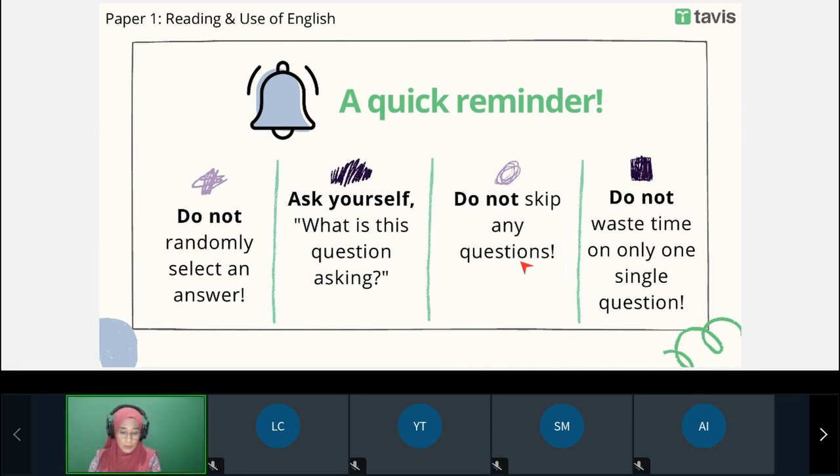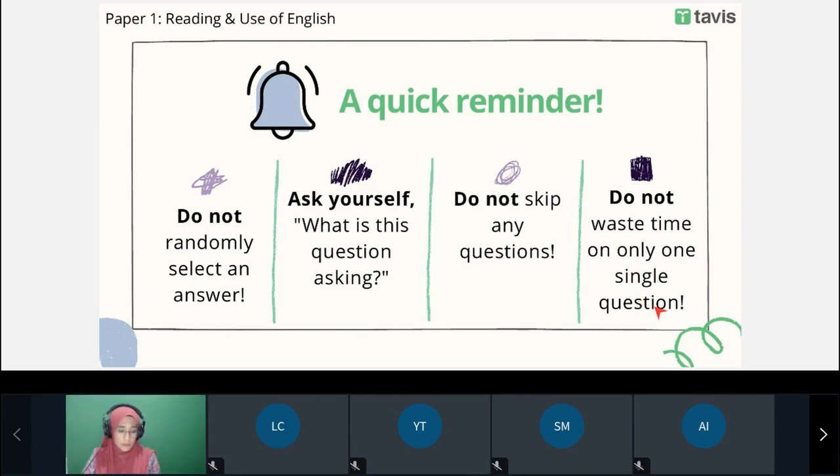All right. Always check your answers. Always check the options that you have chosen, whether they are correct or not. Please try not to choose randomly as well if you don't have time. And please do not waste time on only one single question.